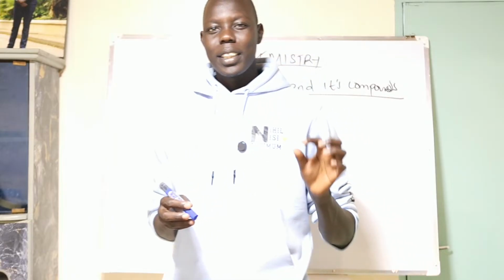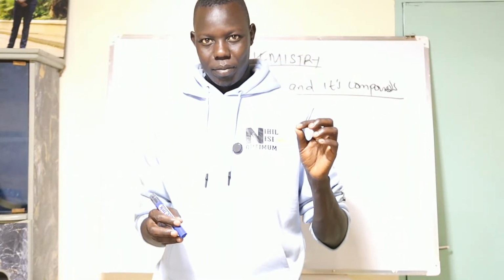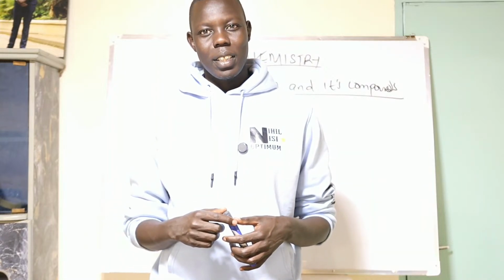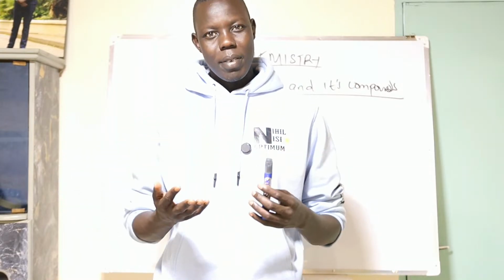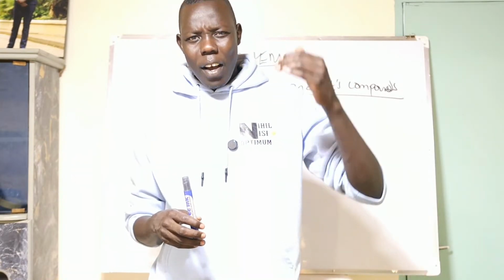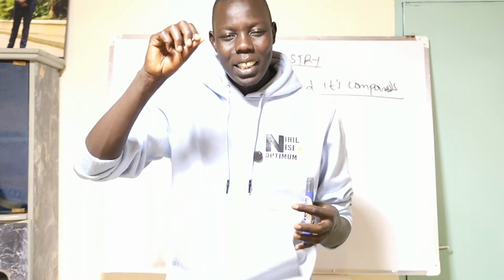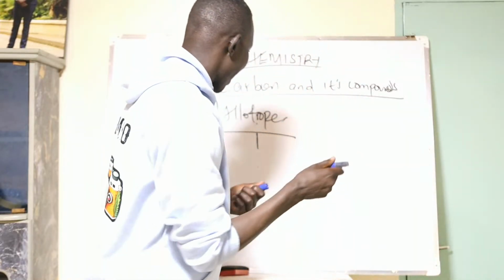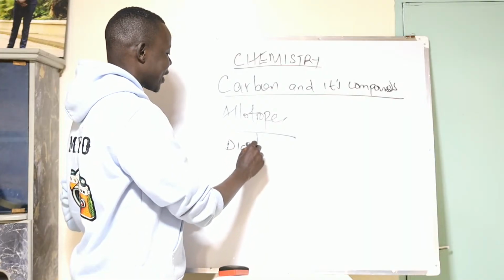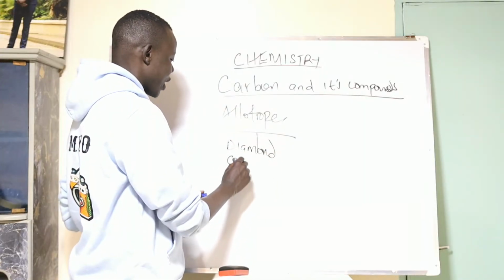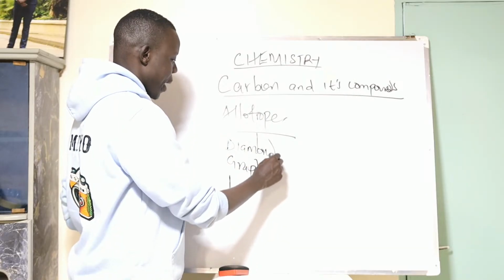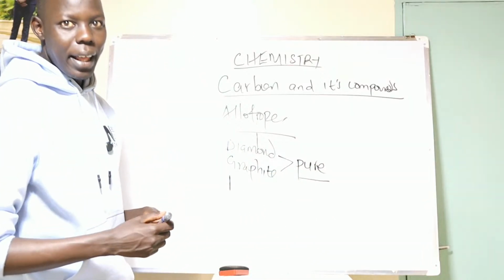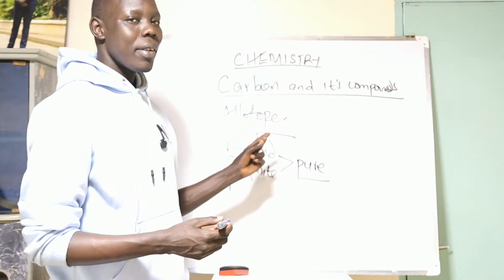Allotropes. Now, these are elements that are of the same physical state. But when you look at them or when you feel them using your fingers, they are different. In this case, the allotropes of carbon are 2 main ones. This one is diamond, diamond from Tanzania. Then we have graphite. Graphite is everywhere. Graphite is the one that is used to make pencils. These ones are the main or the pure allotropes of carbon.